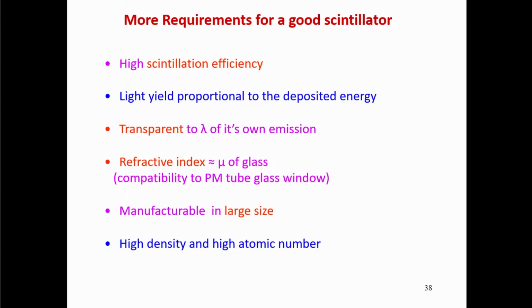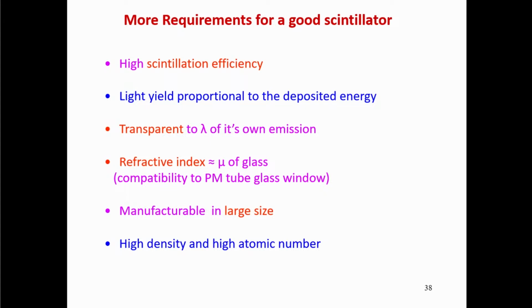But there are a few more requirements to be a very good scintillator material. It should have high scintillation efficiency, it should have light yield proportional to the deposited energy, it should be transparent to the wavelength of its own emission, and it should not have much self quenching. Okay. It should have a refractive index comparable to that of glass, because the PM tube window is made of glass. If the light emitted by the scintillator does not pass that window very well, then you lose photons, so you produce less signal.